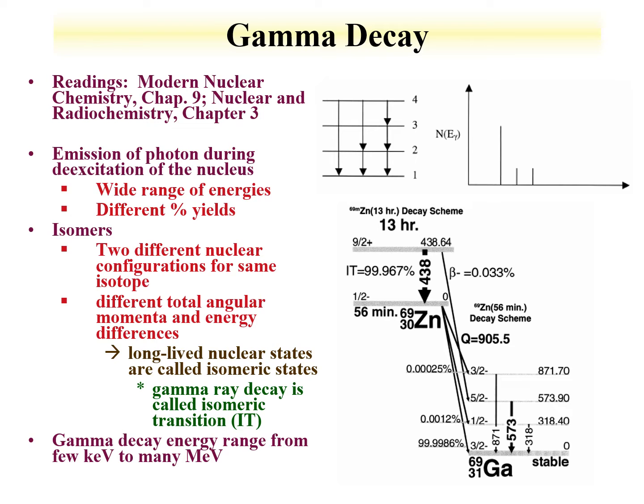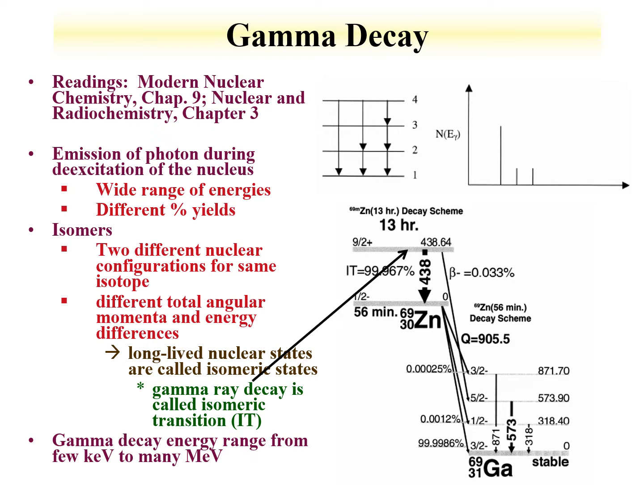The readings for this lecture are Modern Nuclear Chemistry, Chapter 9, and Nuclear and Radiochemistry, Chapter 3. This lecture is going to be in two parts. The first part is going to cover energetics related to gamma decay, the types of gamma decays, transition probabilities, what percentage of the time a gamma occurs. We'll also discuss internal conversion and angular correlation of gamma emission.